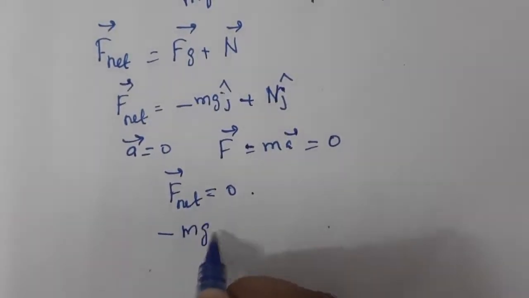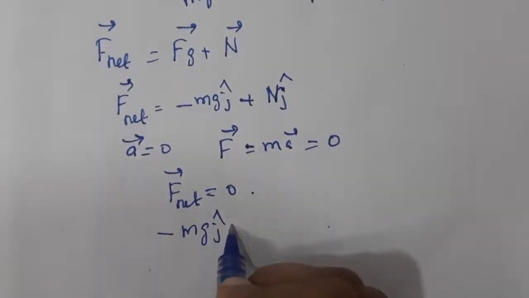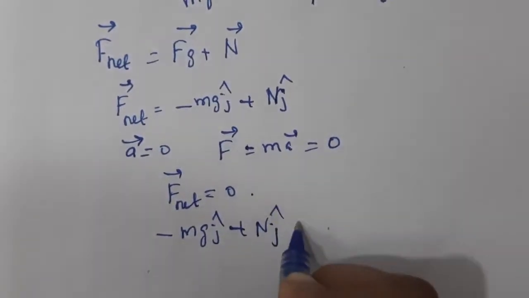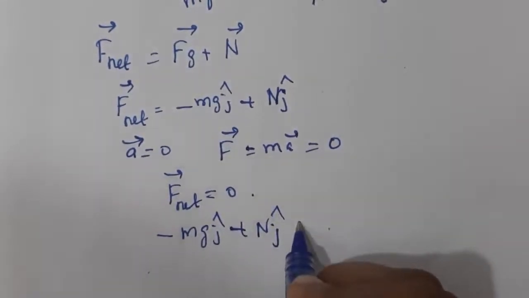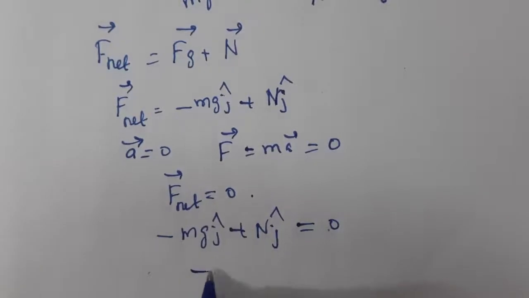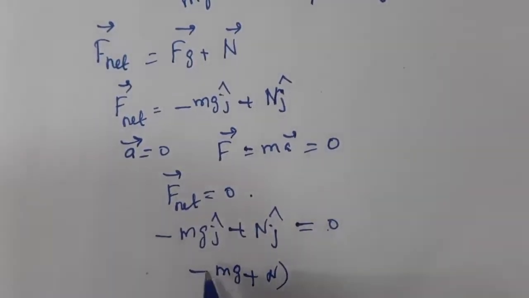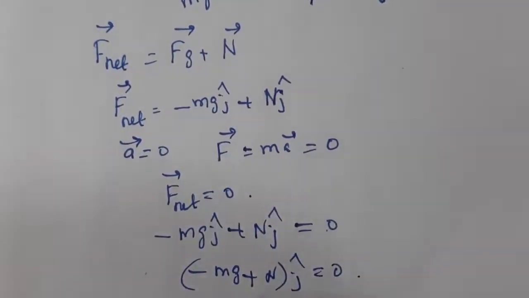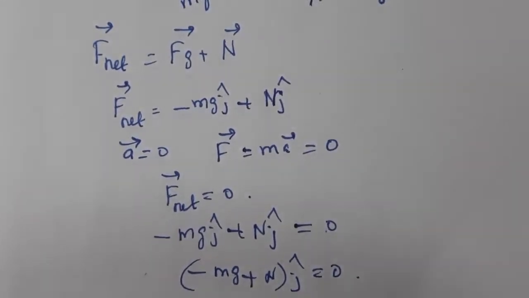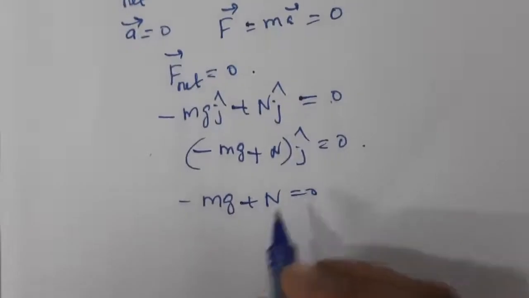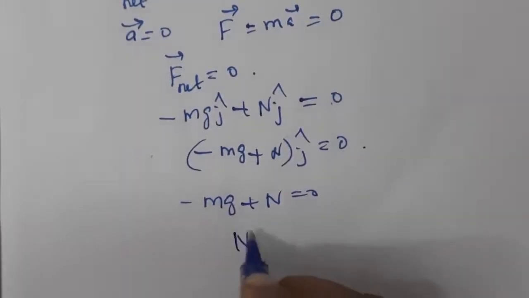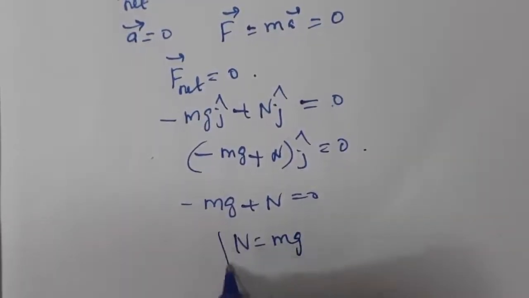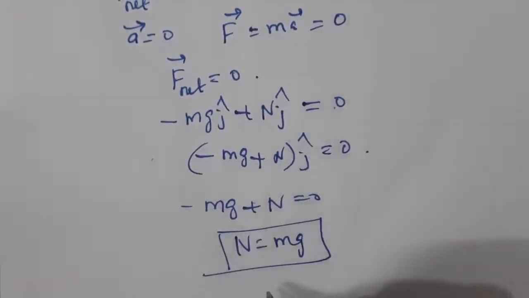Minus mg j cap plus N j cap is equal to 0, or minus mg plus N, into j cap, is equal to 0. By comparing the components only, we can write minus mg plus N is equal to 0, or else we can write N is equal to mg. N is equal to mg.